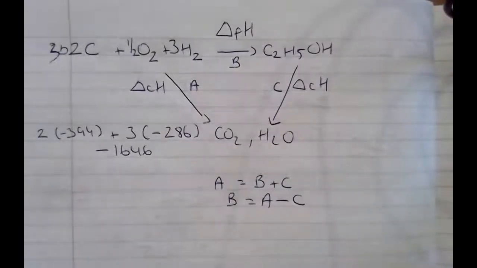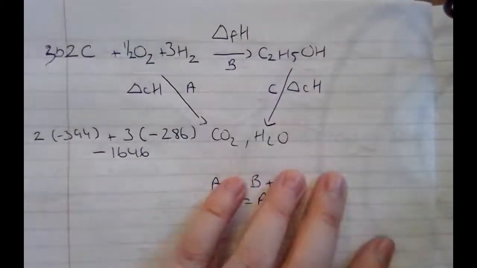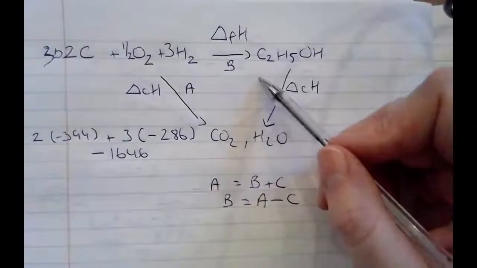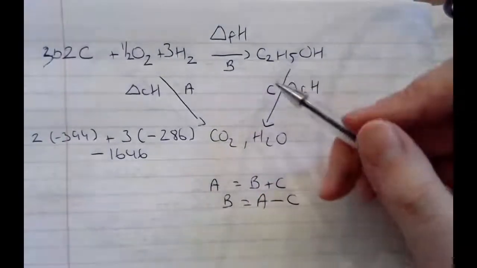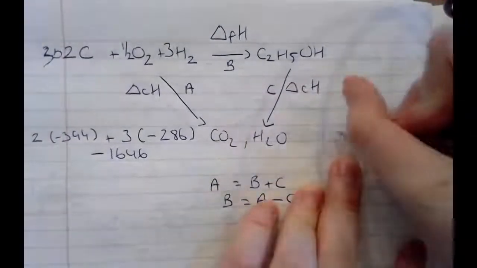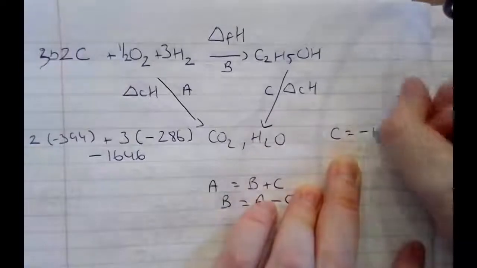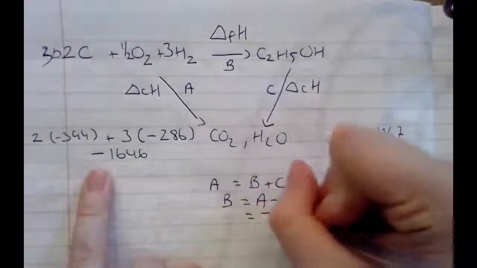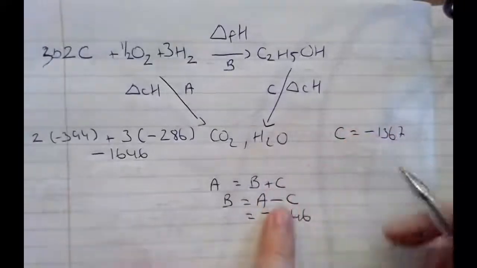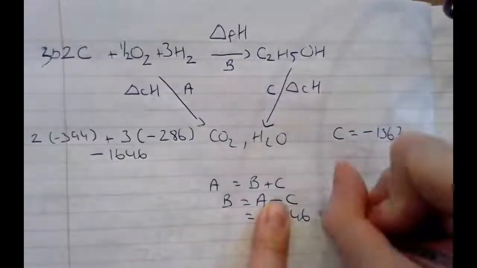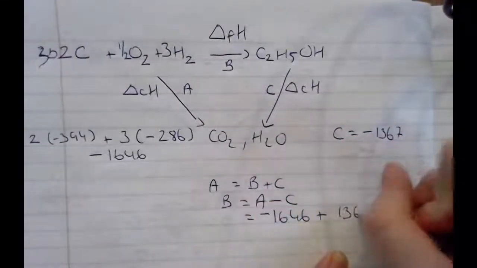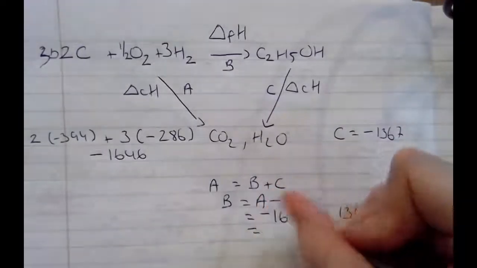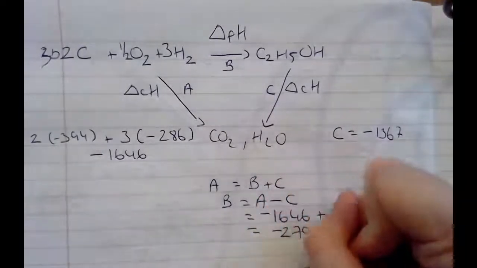And then if I go over here and do C, there's no number in the front. So I take this value straight from the table, minus 1367. So C equals minus 1367. I plug these in out here. A is minus 1646. C, it's going to be minus, which makes it a plus 1367. You work that out and you get minus 279.